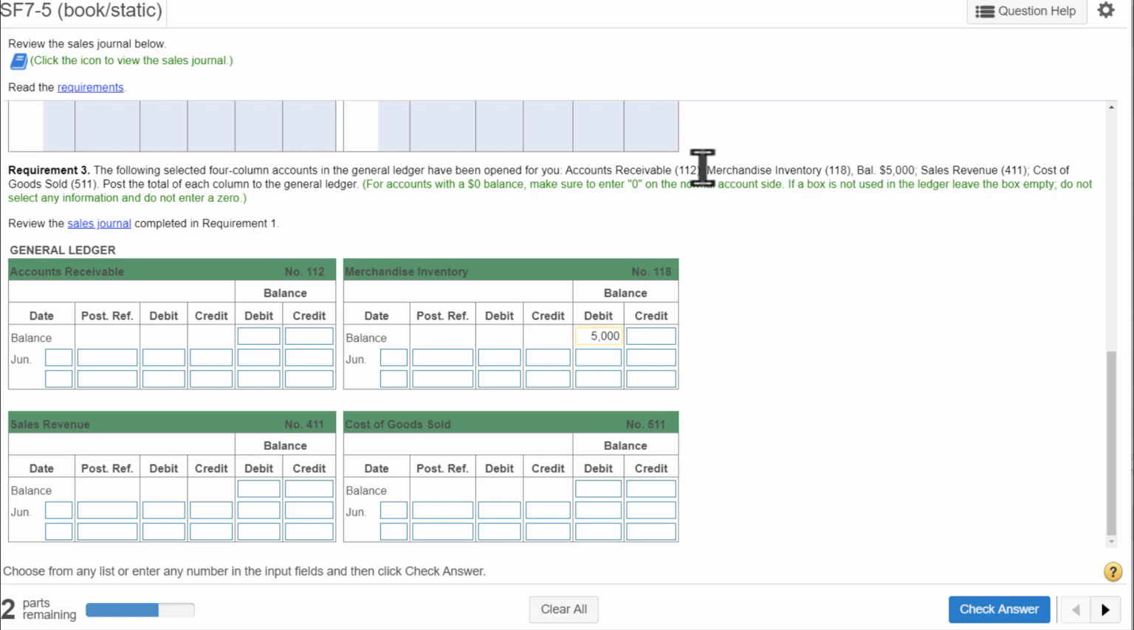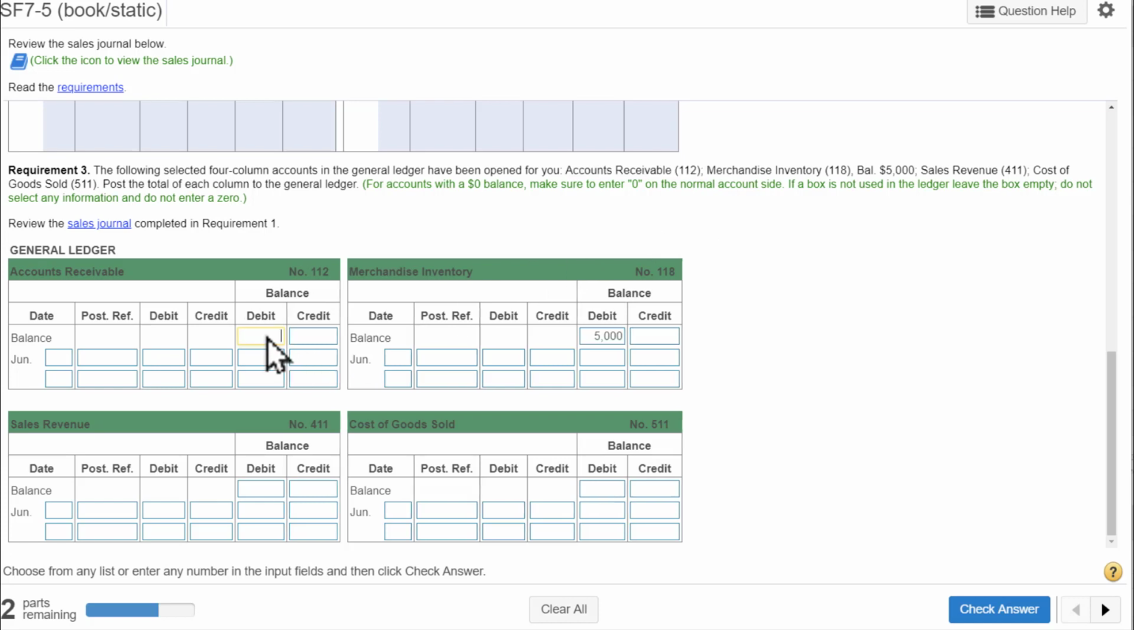All right, now let's back up to AR. Notice it says AR and the colon. It does not say balance, so therefore it's a 0 balance. So we have to put the 0 on the plus side, which is also called the normal balance side. Then we're going to continue to work our way.